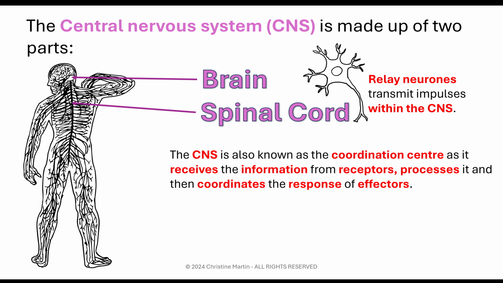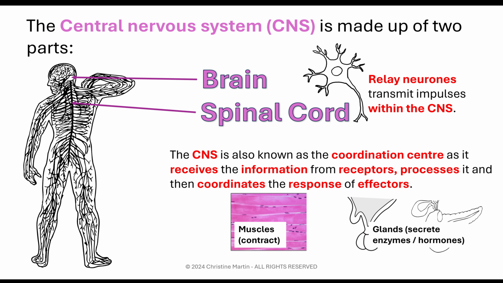So the CNS is actually also known as your coordination center. That's because as it receives the information from receptors, it will process that information and then it will coordinate the response that needs to occur by the effectors. Now, the effectors are your muscles, which are going to be able to contract and relax, or they could be glands, and those glands will secrete enzymes or hormones.